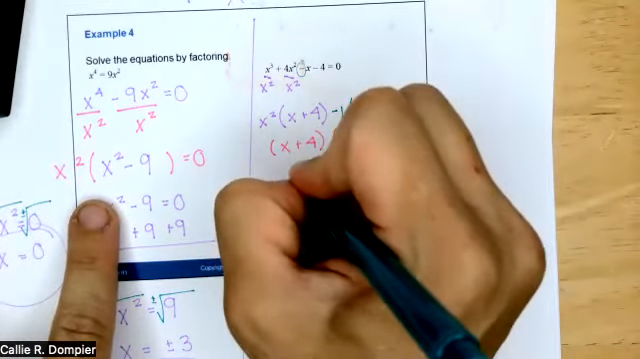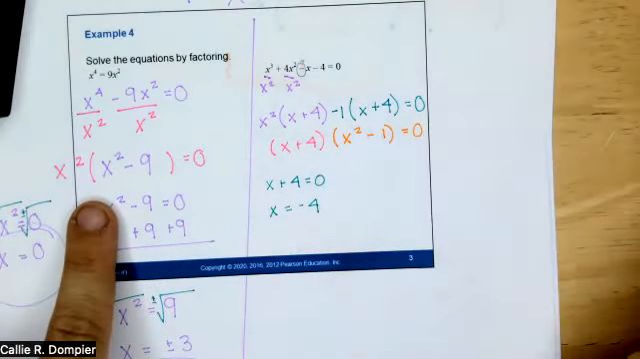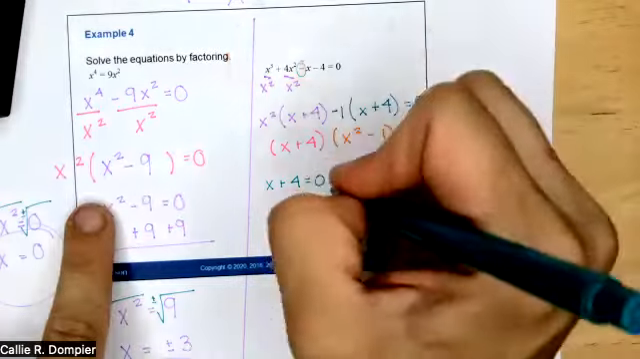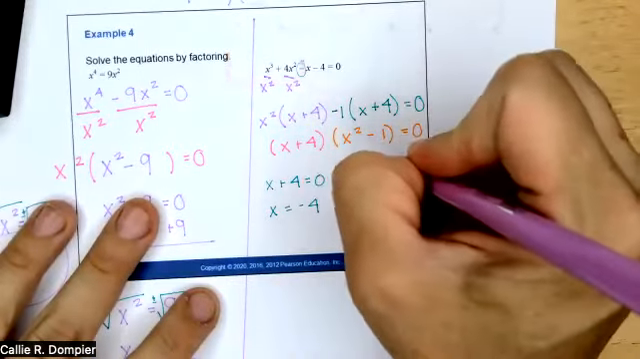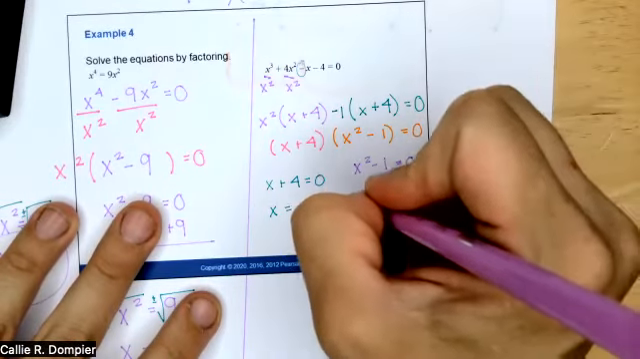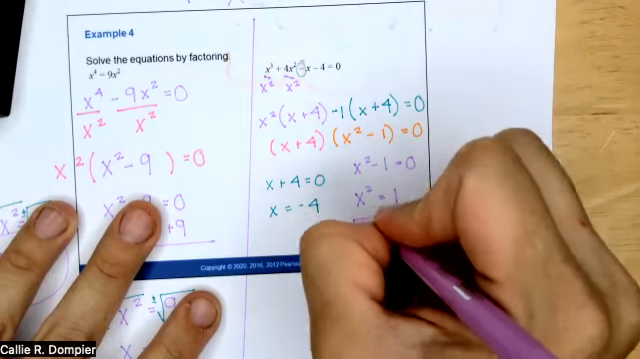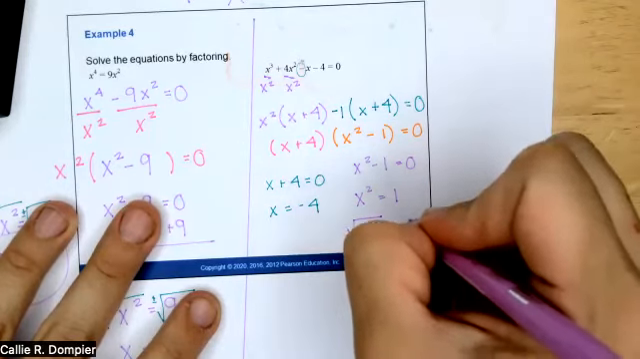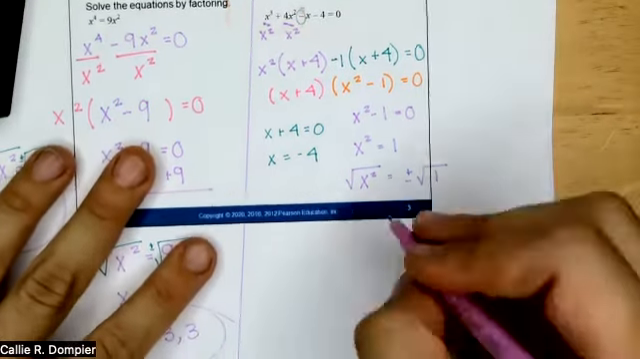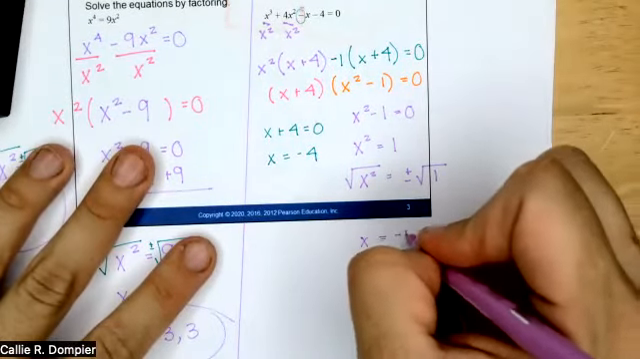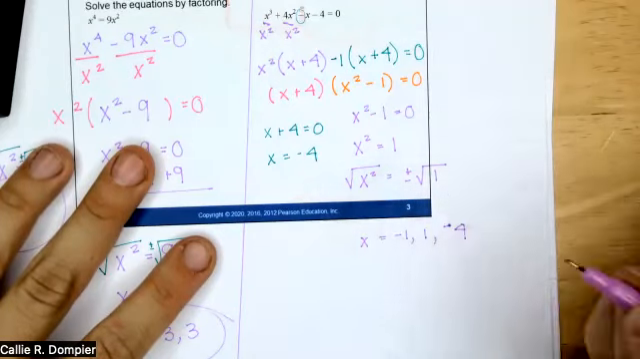X plus 4 is 0. X is negative 4. And then over here we have x squared minus 1 is 0. X squared equals 1. Take the square root: x equals the positive and negative square root of 1. X equals negative 1, 1, and negative 4.